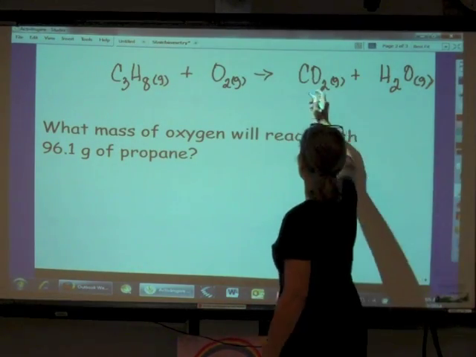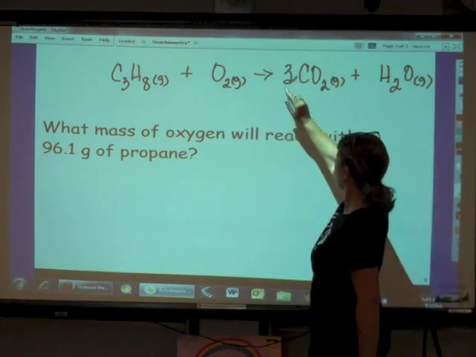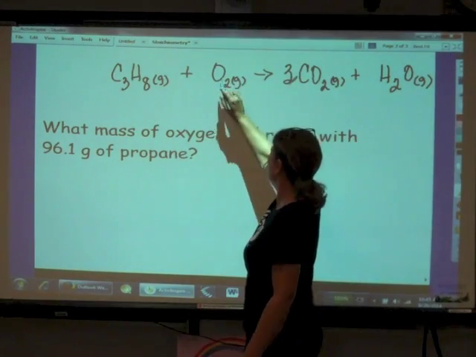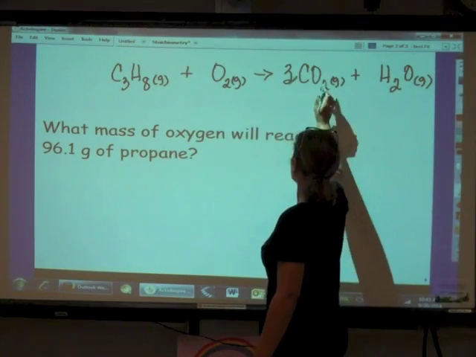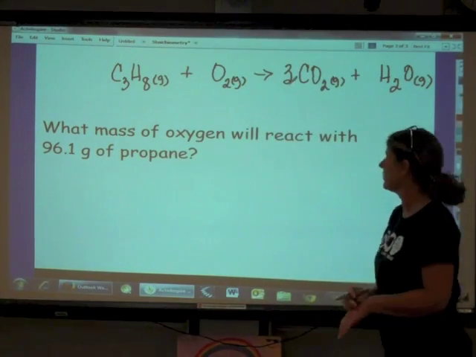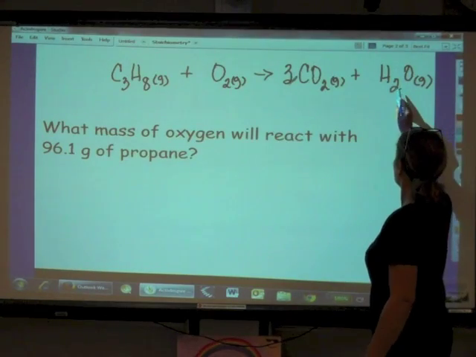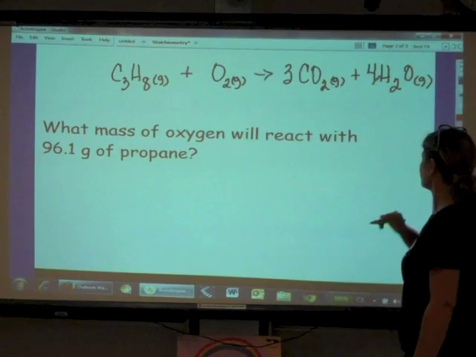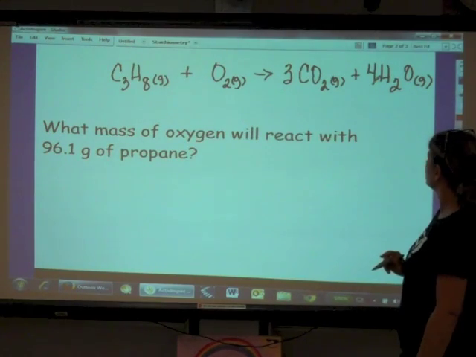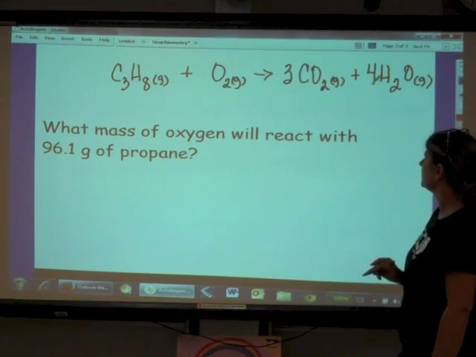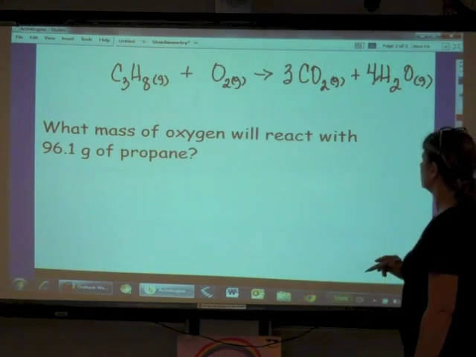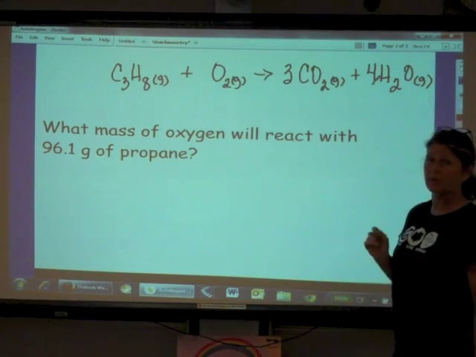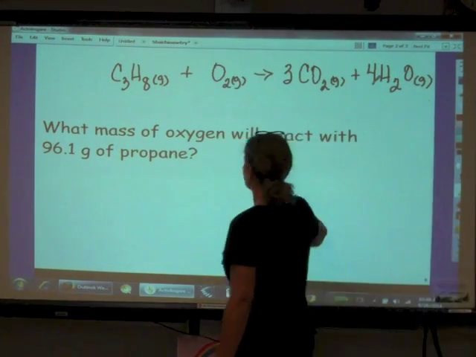So I'll put a 3 here. So that's 3 carbons, 3 carbons. Now, because I can end up balancing the oxygens in the end, I'm going to leave these 6 oxygens alone for right now, and I'm going to move on to the hydrogen. Okay, I've got 2 hydrogens, I've got 8, so I'm going to multiply this by 4. So now I've got 3 carbons on both sides, I've got 8 hydrogens on both sides. Let's balance out the oxygens. So I've got 6, and I've got 4, which is a total of 10. So that means I'm going to put a 5.